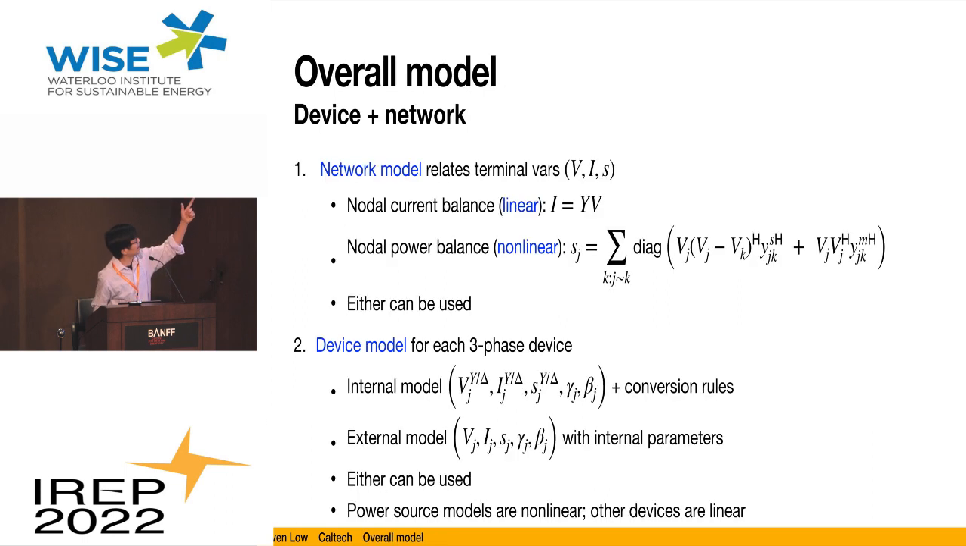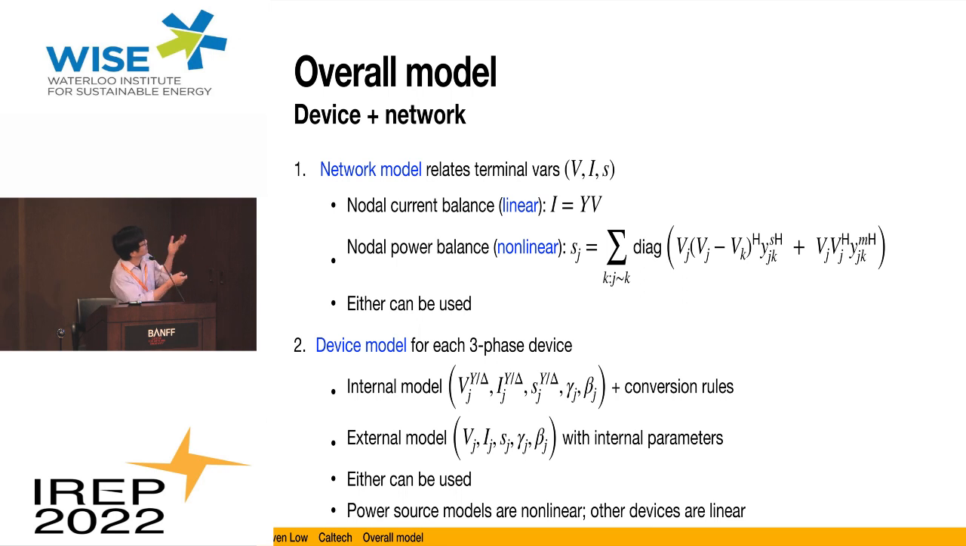So that's the sending end current. That's the current balance, which is just this. And then you can express this in terms of the voltage. That's the I equals YV equation. Or you can write the power balance equation. So this is the complex power injection at node j. These are the voltages. If you look at the three-phase and single phase, it looks the same.